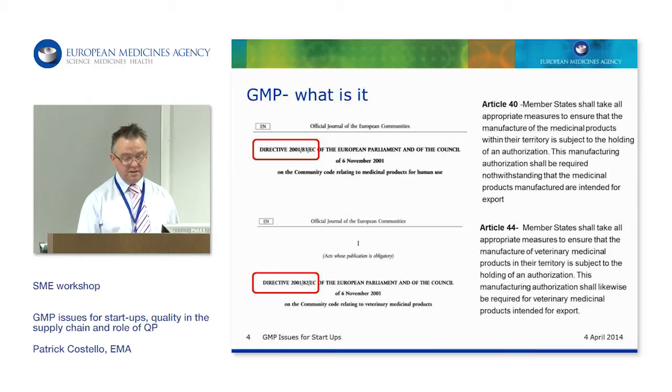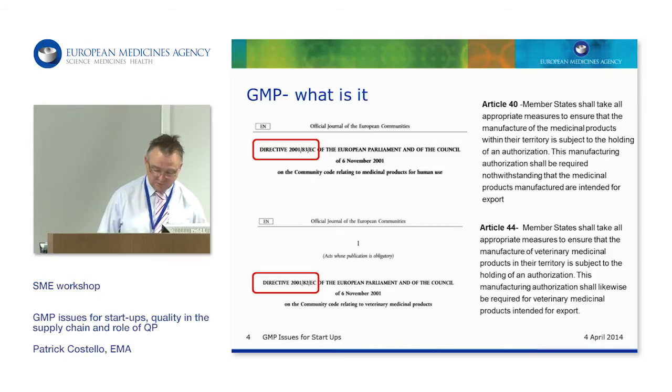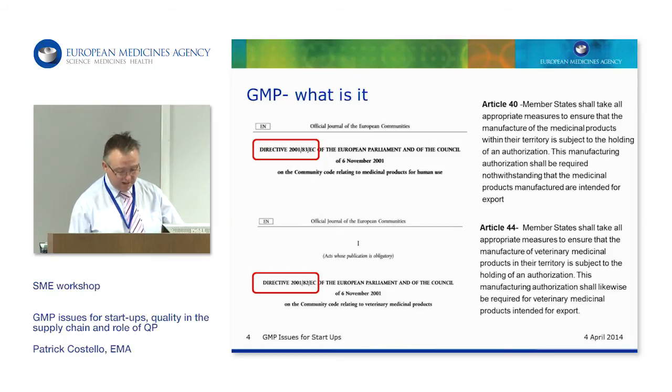Now these directives reference GMP, but they also outline the requirements for placing a product on the market within the EU. They also give reference to QP requirements, packaging and labeling requirements, the classification of medicinal products, wholesale and distribution, and then advertising and pharmacovigilance requirements for those medicines. So these are really the overarching directives for medicinal products in the EEA.